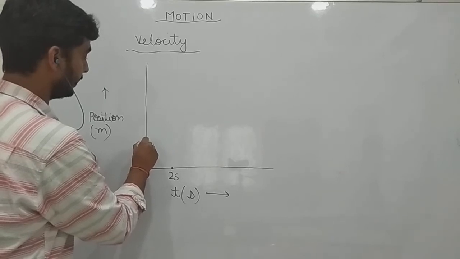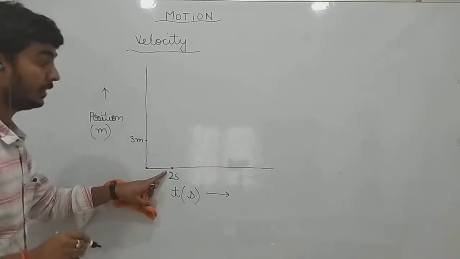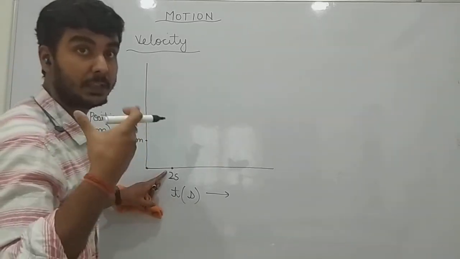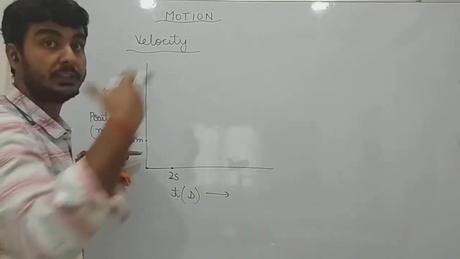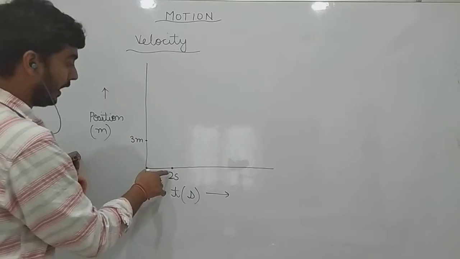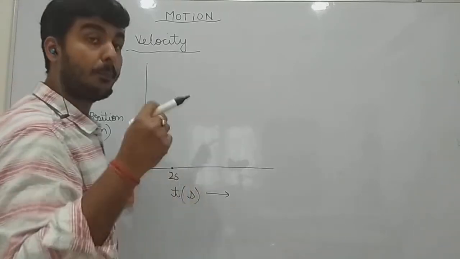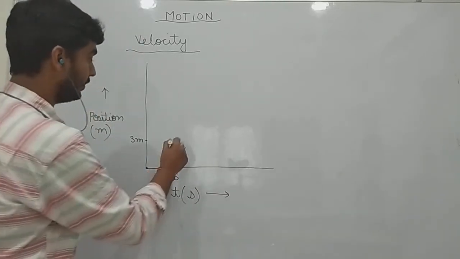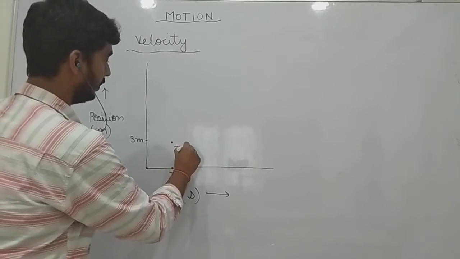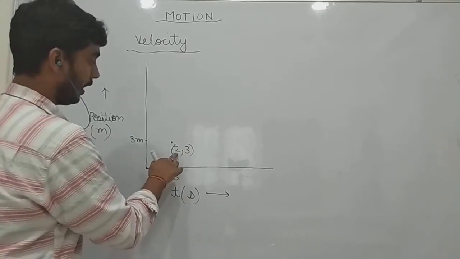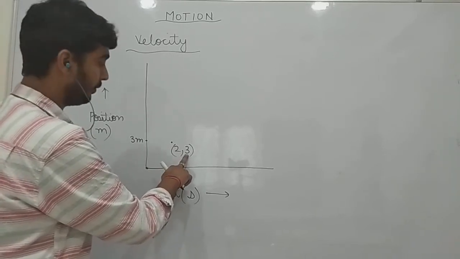It becomes 3 meters. That means at time equal to 2 seconds, when the time on my stopwatch is 2 seconds, the object has moved 3 meters from the starting point. So what will be a point on the position time graph? It will be (2, 3). (2, 3) means after 2 seconds, or at t equal to 2 seconds, the position is 3 meters.